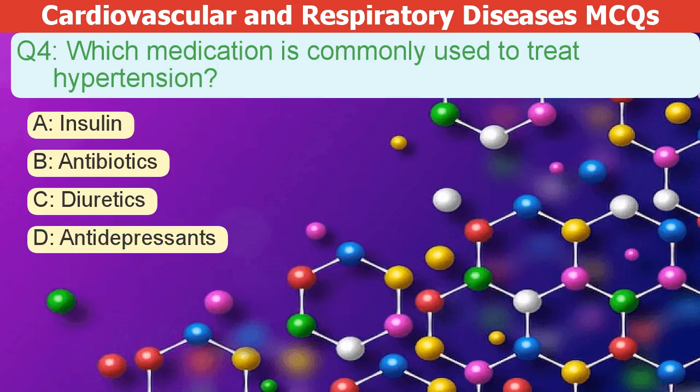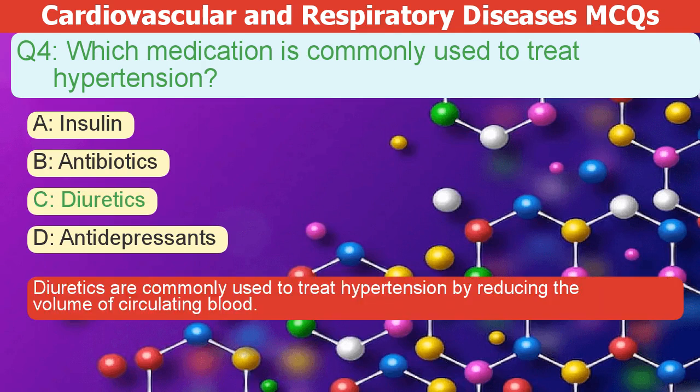Which medication is commonly used to treat hypertension? A. Insulin. B. Antibiotics. C. Diuretics. D. Antidepressants. The correct answer is C. Diuretics are commonly used to treat hypertension by reducing the volume of circulating blood.